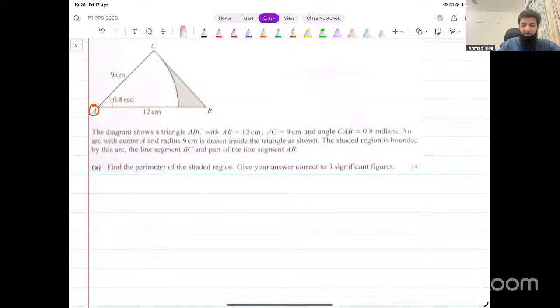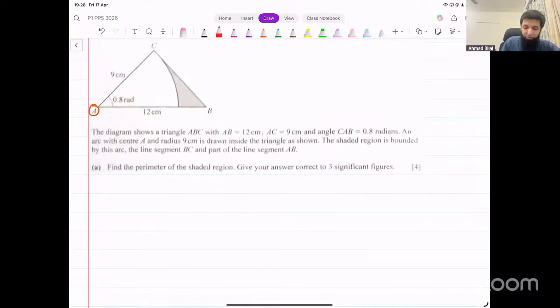All you have to do in the first part is find the perimeter of the shaded region, giving an answer correct to 3 significant figures. How do you find the perimeter of a shape? We just find the lengths of each side, that's the boundary of the shape, and we add them up together. These are the 3 sides. One is the arc length, one is side BC, and one is the small length that is left there.